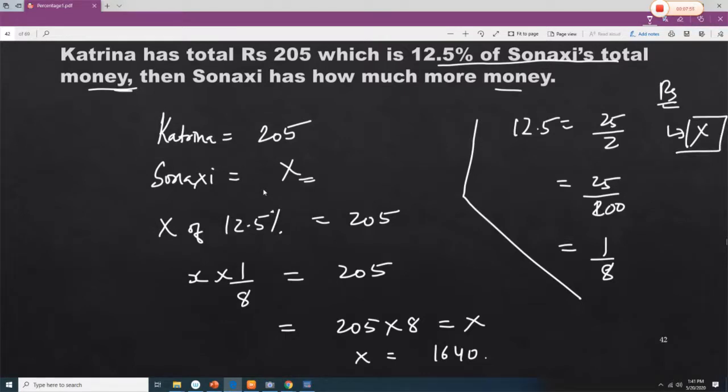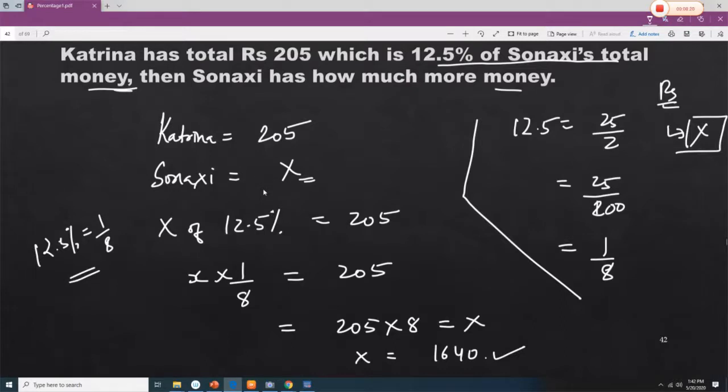So 12.5% of X is equal to 205, and 12.5% is always 1 over 8. So X into 1 over 8 is equal to 205. So X is equal to 205 into 8. So that comes to 1640.